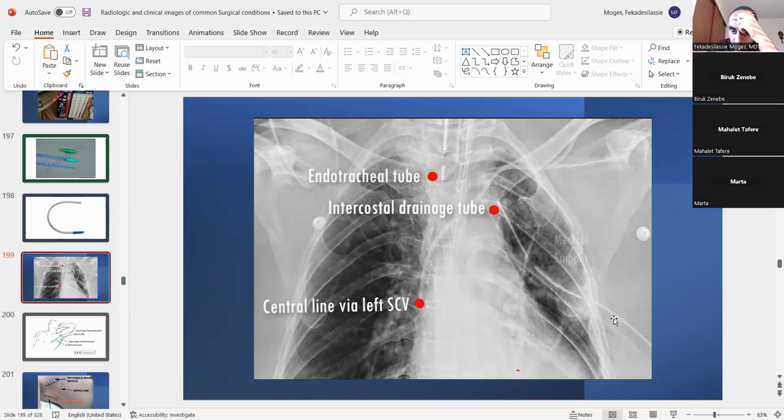Follow me. You see my cursor? This is a chest drainage tube. And follow me from here. You see a small tube? Just follow me. It's coming from the left subclavian. It's crossing the chest and it's coming here. You follow my cursor?